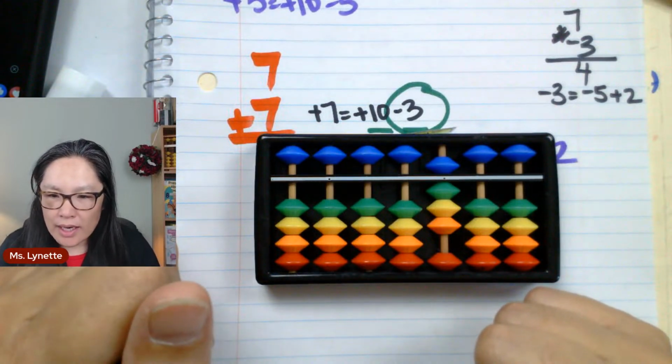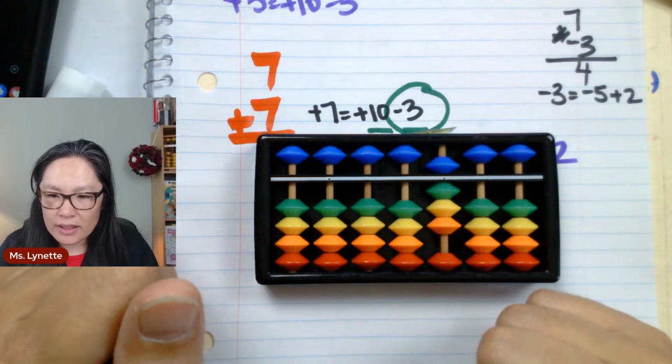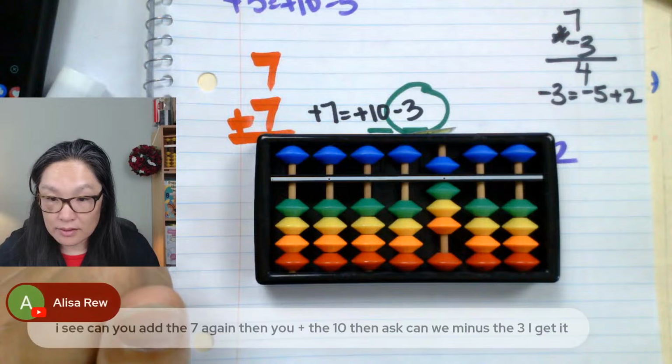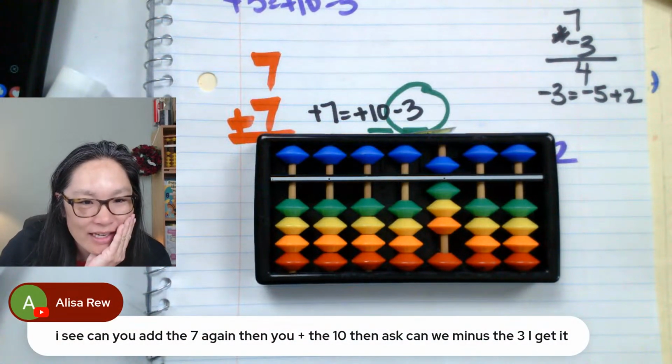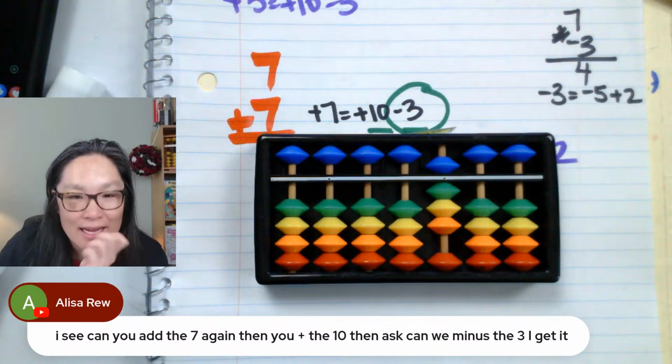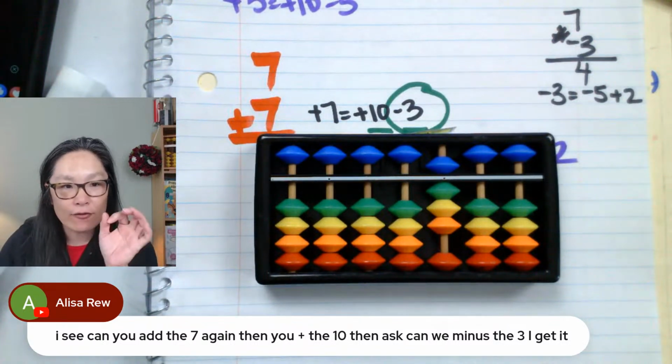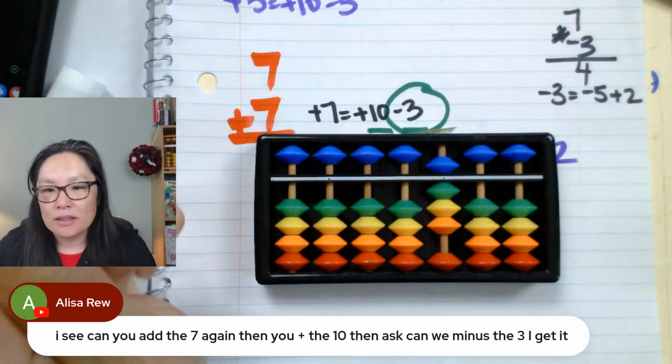Yeah, I see. You can add the 7 again, and then you have to plus the 10 and ask. Exactly. Exactly. Every step has to be asked.